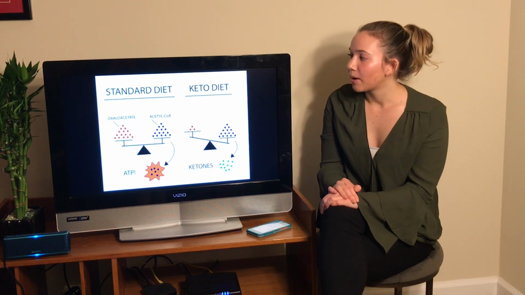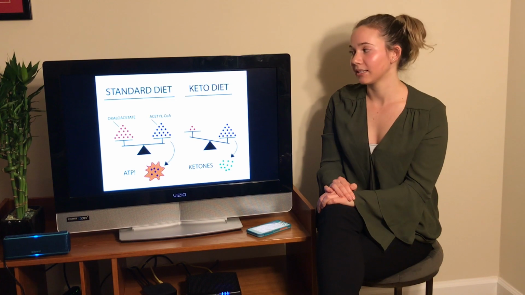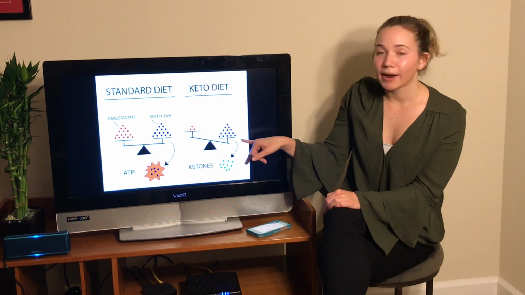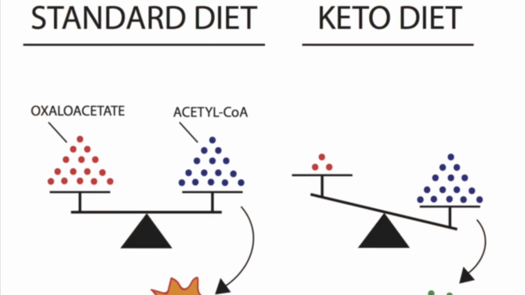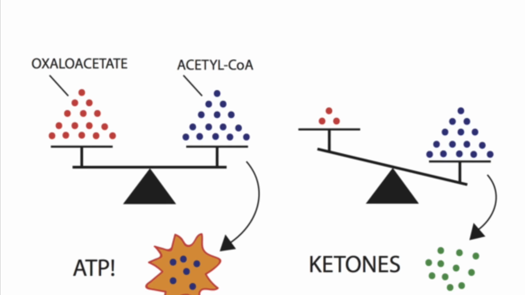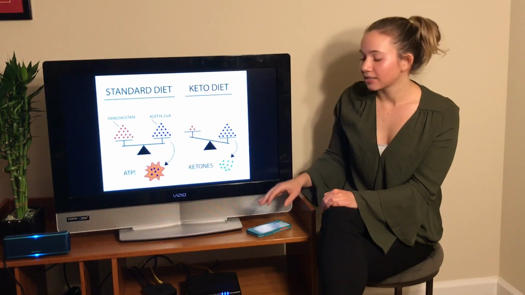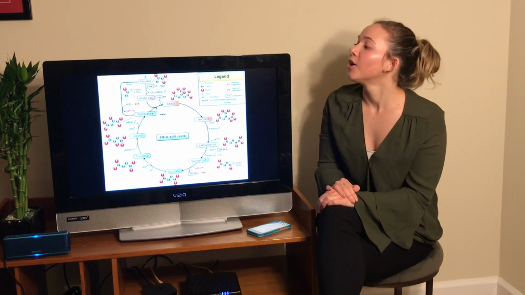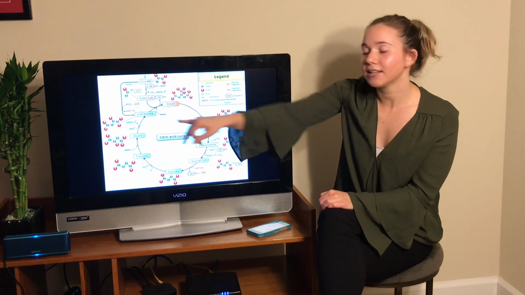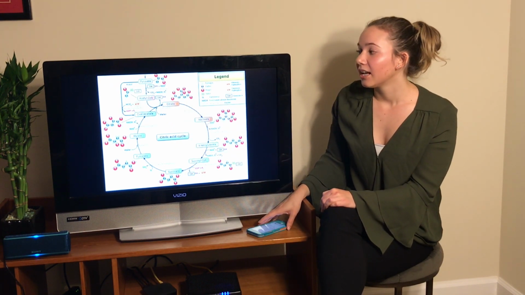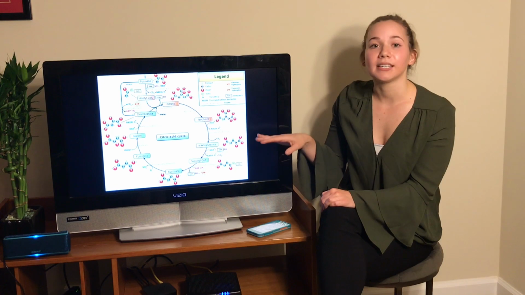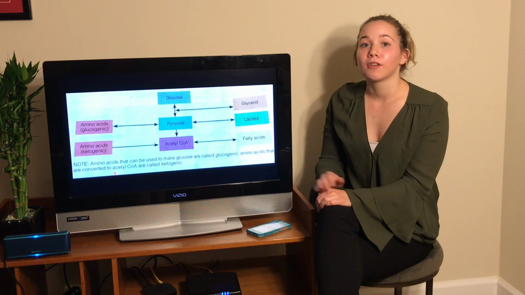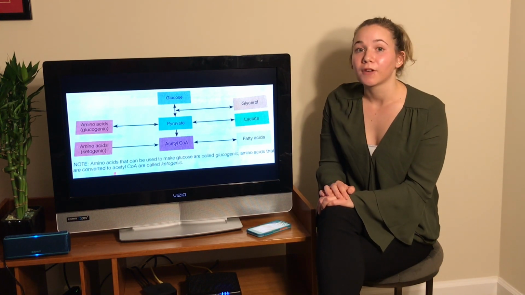So this diagram is a good representation of one of the main differences between the standard diet and a keto diet. You're going to have a lot less oxaloacetate, and that acetyl-CoA, like we just talked about, will form those ketones. So why do we have less oxaloacetate on a keto diet? That takes us back to this confusing diagram. Remember, pyruvate can produce oxaloacetate, and we need that pyruvate and we need that oxaloacetate to continue on with the TCA cycle to produce our ATP. So if you don't have enough pyruvate, you're not going to have enough oxaloacetate.